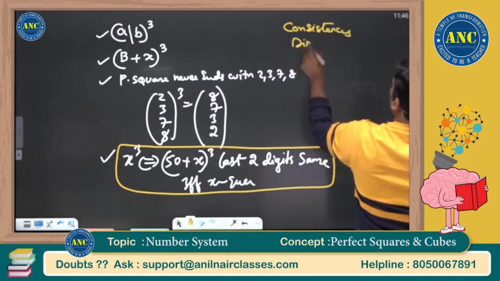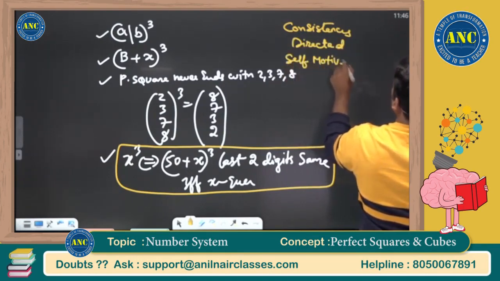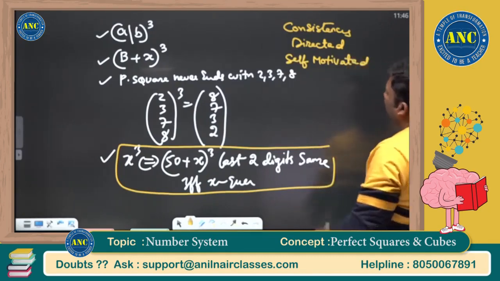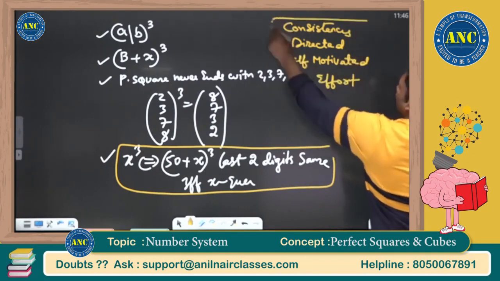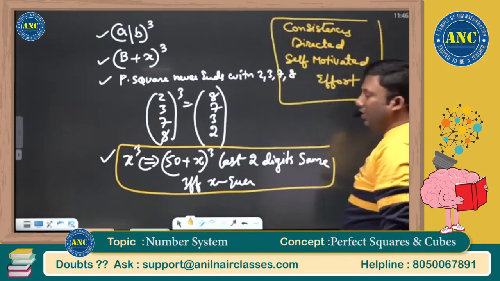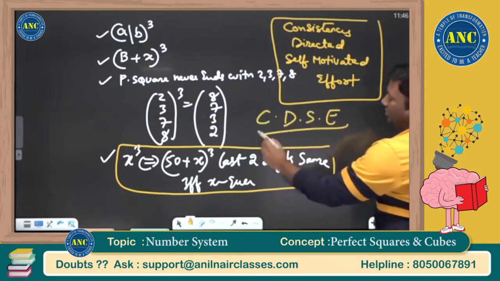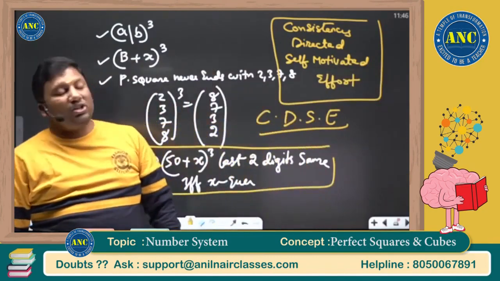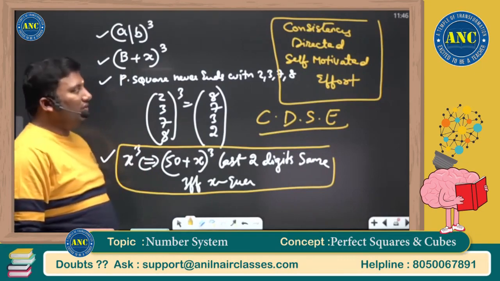Your goal should be directed and you should be self-motivated. If you are getting motivated from anybody's speeches, that is just a part-time thing, and you should keep up the effort. Anybody who has become successful in life followed these four letters, CDSC: Consistent, directed, self-motivated effort.